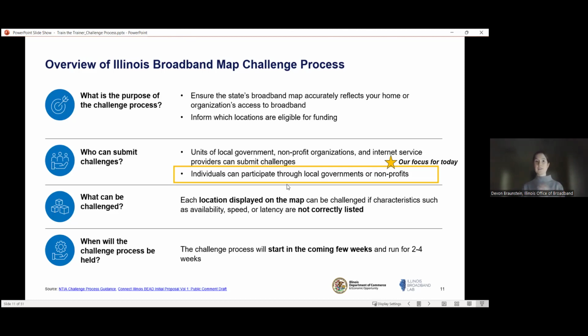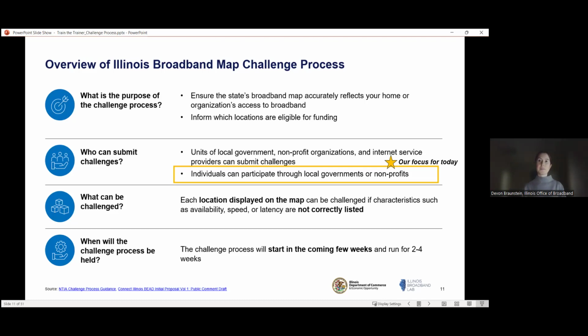So anything that you see on a map, there will be a 2 to 3 week period where you can submit challenges if you feel that that item is not listed correctly. So if something you experience is different than what you're seeing on the map, there will be a process to submit a challenge to correct it.